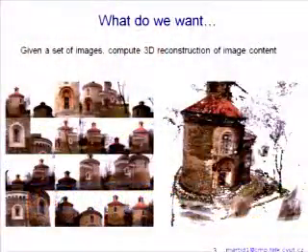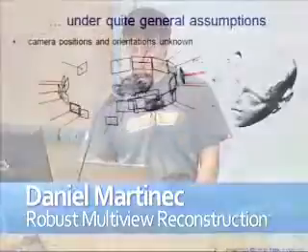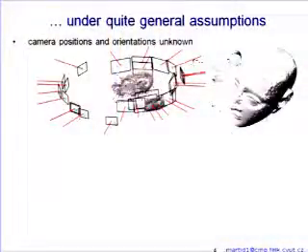So we have some images at the input, which can be entirely unorganized. And the task is to calibrate the cameras and reconstruct what we can see in the images. We have quite general assumptions. We don't know the positions and orientations of the cameras. Once they are computed, it is quite easy to obtain reconstructions like this, if they are obtained accurately enough.